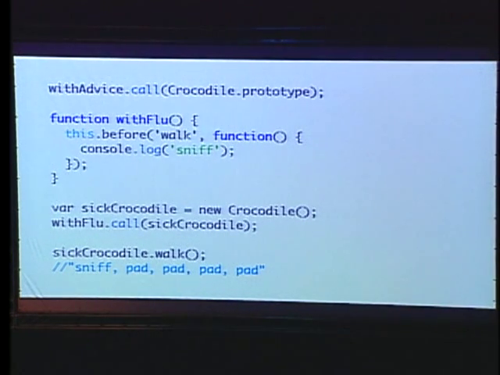That's how advice works. And for example, if walk hadn't been defined on the target object, because we don't necessarily know, then okay, it doesn't walk, but it just sniffs. And so therefore the mixin is still working.